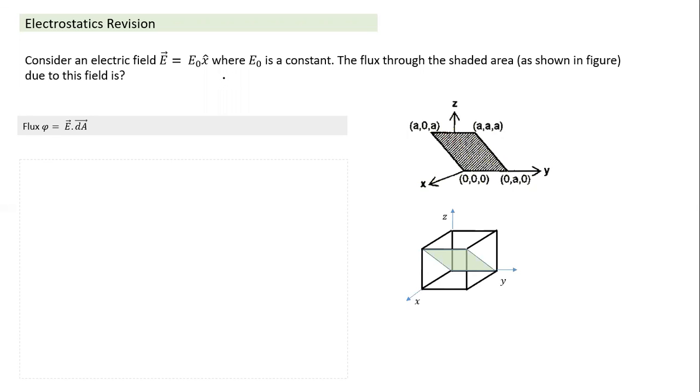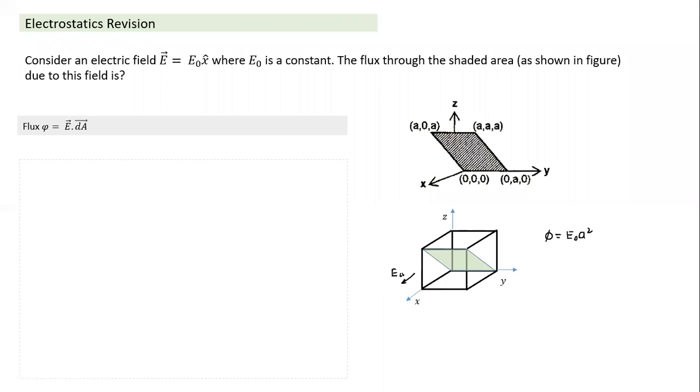And how is the field here? The field is in this direction, E naught x. To find the flux through this shaded area, if the field is along the x direction, I can take the projection of the area on the YZ plane. The projection of this area on the YZ plane is a squared. Hence, the flux would be equal to E naught times a squared. That's one way to understand.